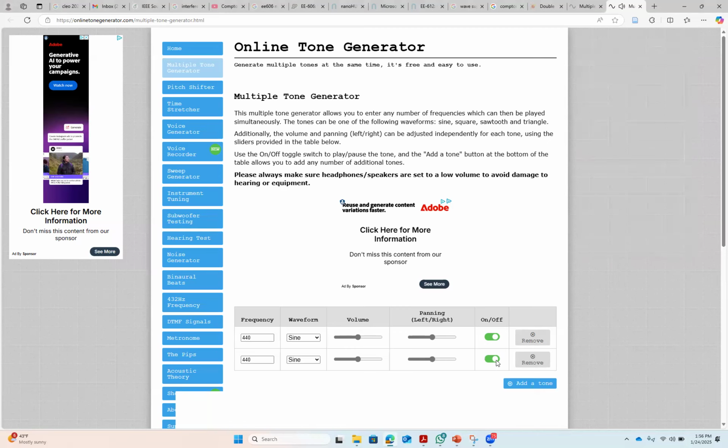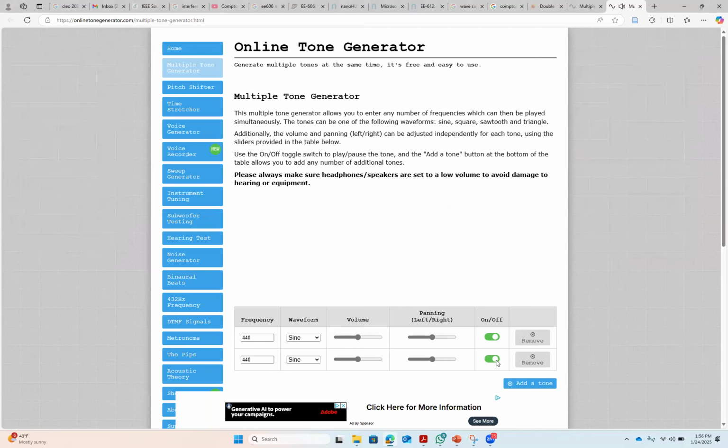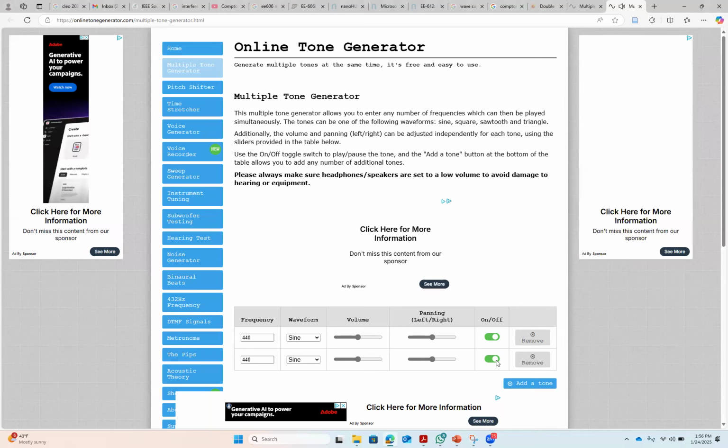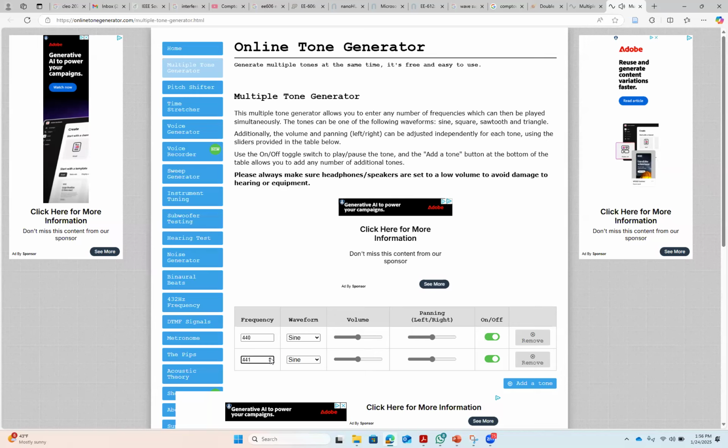So now I added two tones, right? Both of them have the same frequency, 440 hertz. But what if I change one of their frequencies just a little bit? Let's say instead of 440, I increase one of their frequencies by 1 hertz. Tell me, what do you experience? Increases and decreases, right?